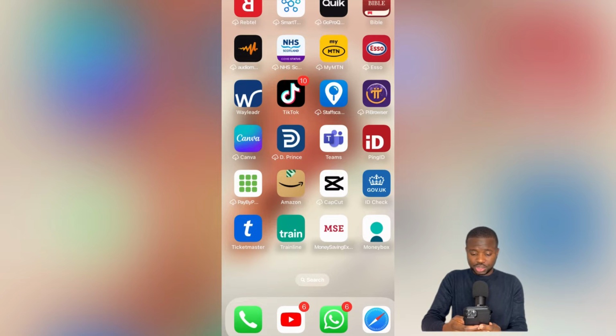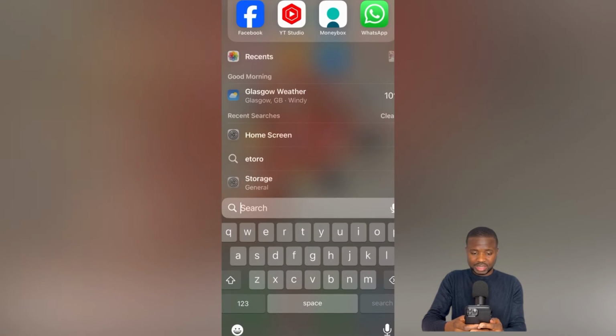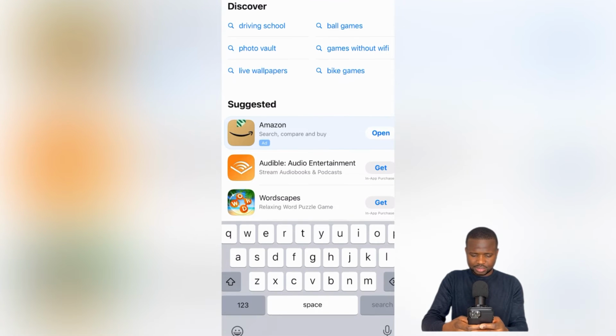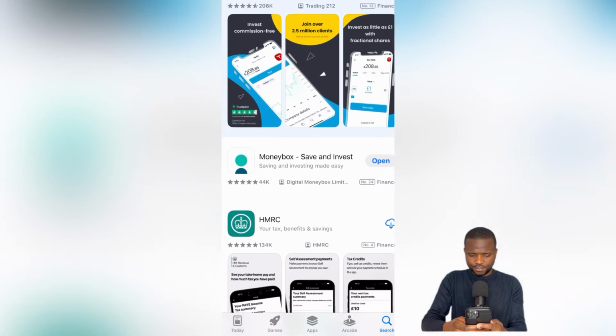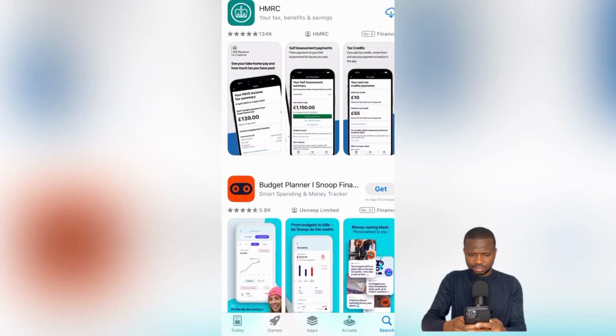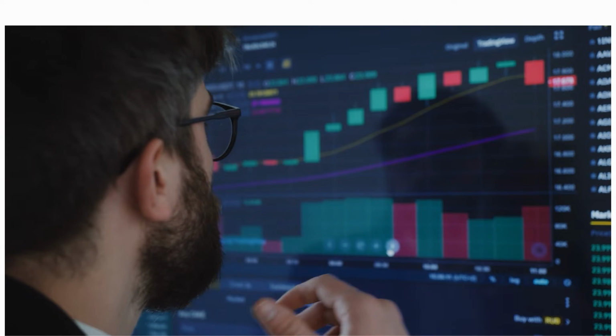So to begin with, you go to your Moneybox app on the phone. If you've not downloaded it, you simply go to the App Store and search for Moneybox, and then you'll find it not too far away. So this is it. You can simply open it if you've already downloaded it.